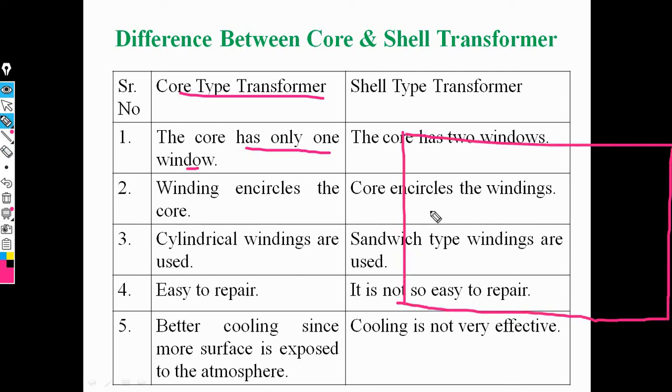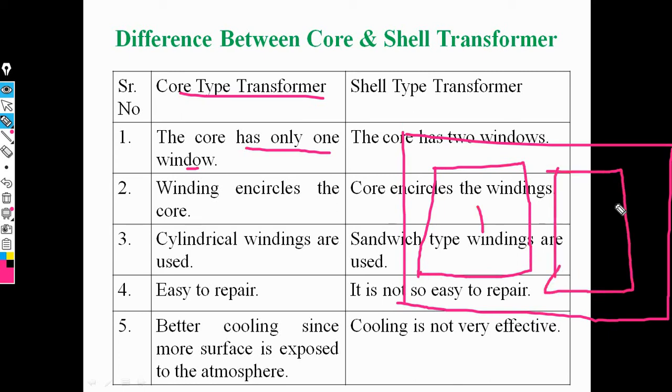Now here it consists of two or more windows. This is the diagram of the shell type transformer. This is the first window and this is the second window. The shell type transformer consists of two windows. This is the difference between the core type transformer and the shell type transformer.